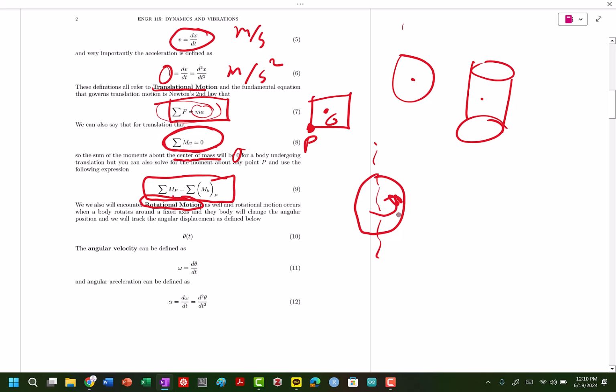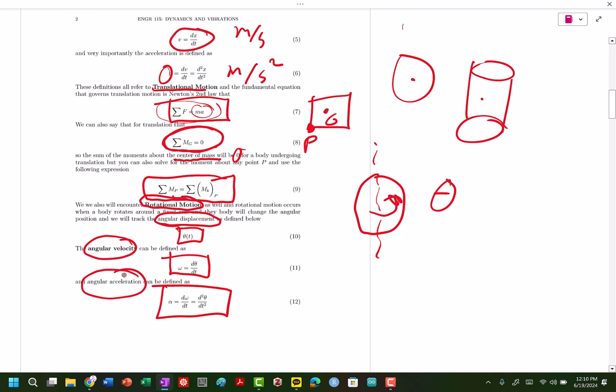And what we're going to be looking at is basically tracking the angular displacement, which can be defined as such. So we're going to be looking at the change in those angles theta as it rotates around some fixed axis. We can also define angular velocity, which will be defined as so. And then finally, angular acceleration, which is just the second derivative.